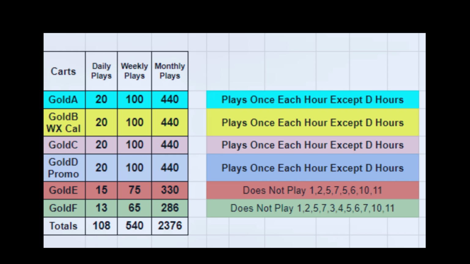And gold F plays 13 times a day, which means that these carts during the weekday, Monday through Friday, play 108 spots, 108 different positions for a 24-hour period during the weekdays, not the weekends, or 540 a week, or monthly, 2,376. That's 2,376 minutes for the entire month. I'm going to show you exactly how this works. But we do it all with just 6 carts, and it's very easy. I'm going to show you now how many times those carts are going to play. So stand by, and here we go.